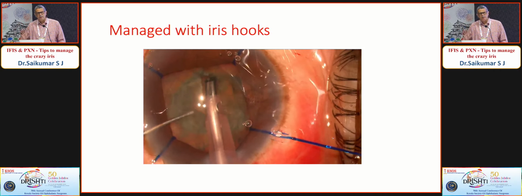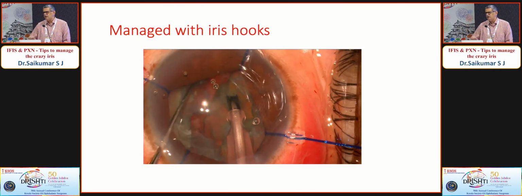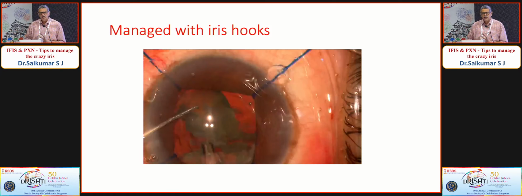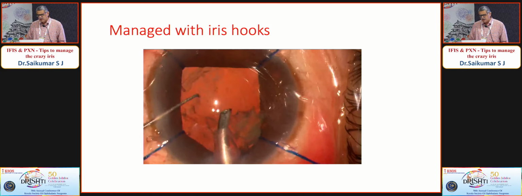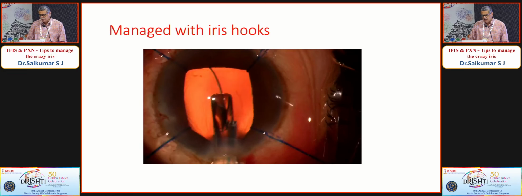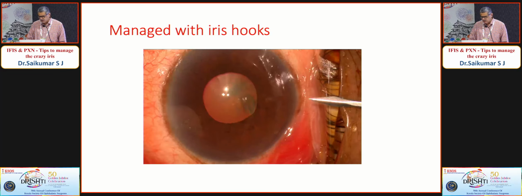Initially I was also skeptical of putting in the 5th opening underneath your main wound, but it does not interfere with your phaco or IOL implantation in any way. So these are the ways in which you can manage the IFIS.